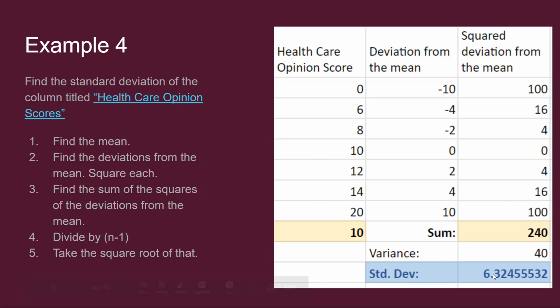And lastly, you'll take the square root of 40. If you think about that, it's a little bit bigger than 36, so the square root will be about 6.32. This would give us our standard deviation. So this is the conclusion for that problem. The standard deviation would be about 6.32.